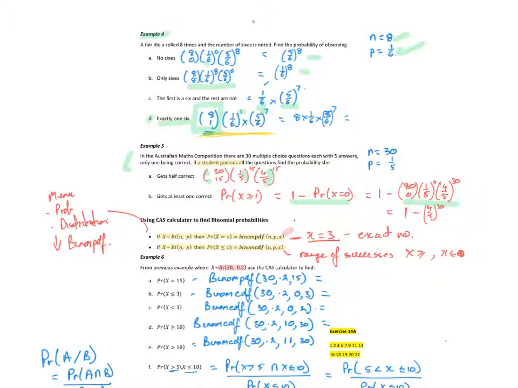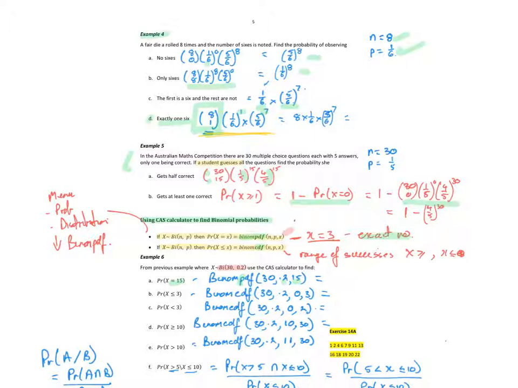I touched briefly on using the calculator, and this is by far and away the easiest way. So the key is to remember that the PDF is used if we have an exact number of successes, i.e., we have 3 correct answers, we have 3 left-handers. So it's an exact number. The CDF we're going to use if we have a range of successes, so an inequality, if x is greater than or equal to 1 or x is less than 10. So you see here, x is equal to 15, we've got a PDF. 30 trials, 0.2 success, 15 successes, get an answer.